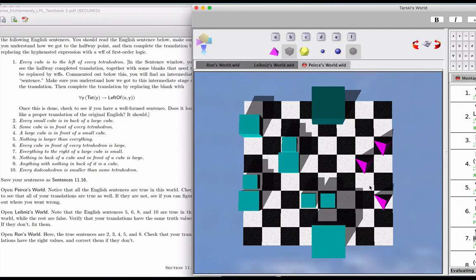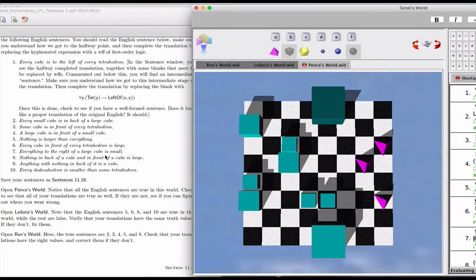Nothing in back of a cube and in front of a cube is large. Another way to articulate this sentence is as follows. If it is in back of a cube and in front of a cube, then it is not large. Now, here's something that's tricky.